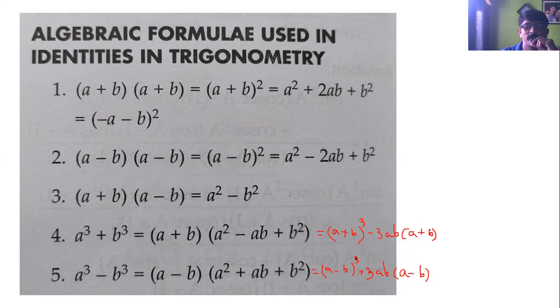And what is a minus b the whole cube? Again, same thing: a cube minus b cube minus 3ab into the bracket a minus b. So this is how you'll have to remember these formulas. So this could be one way, or the other way could be like this. That is the formula of a cube plus b cube. So we'll repeat. What is the formula of a cube plus b cube, student?